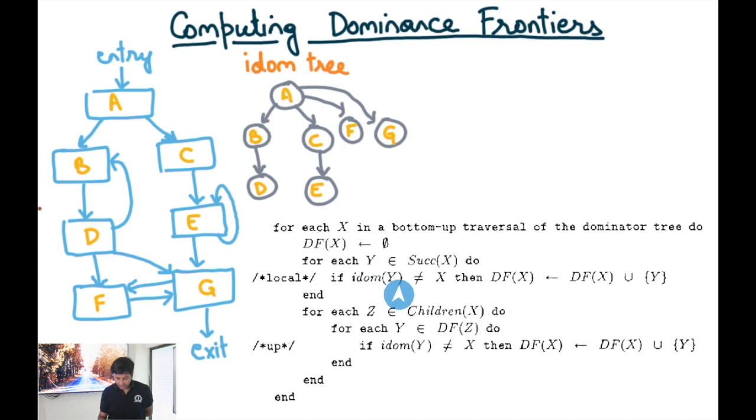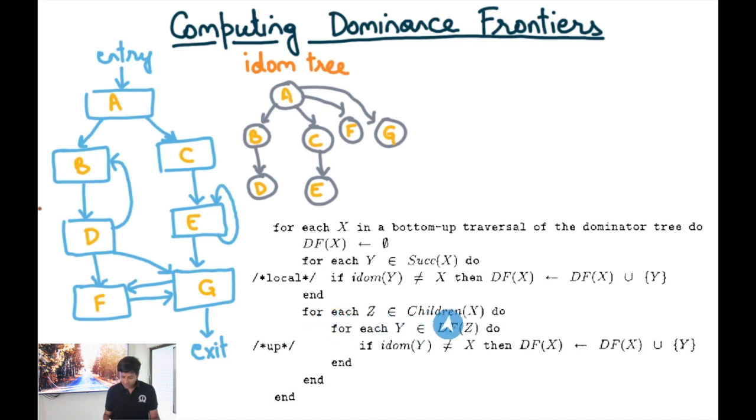If idom Y is not equal to X, so if the immediate dominator of X's successor is not X itself, that basically means that Y is not strictly dominated by X. Because if Y was strictly dominated by X, then idom Y would have been equal to X, because after all, Y is the successor of X in the control flow graph. And then we basically add Y to the dominance frontier. This is the local part of the dominance frontier computation.